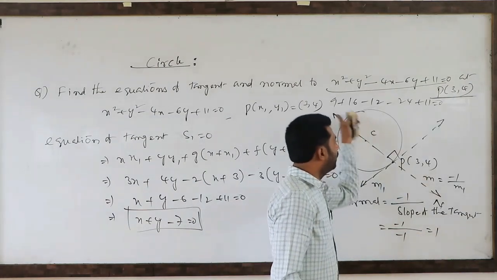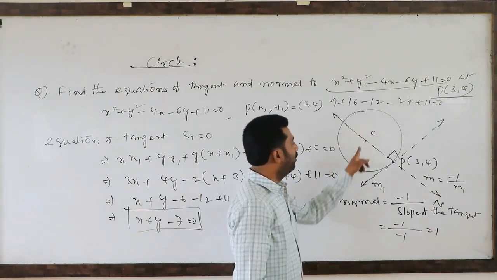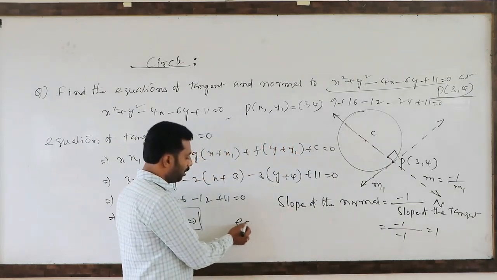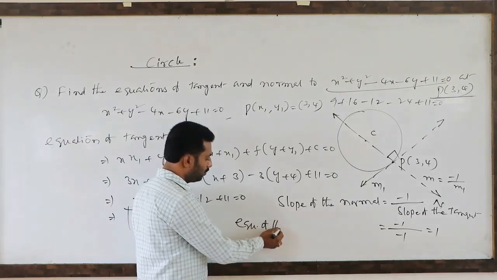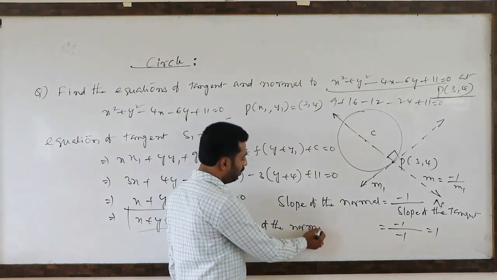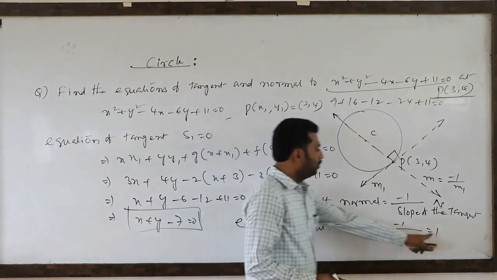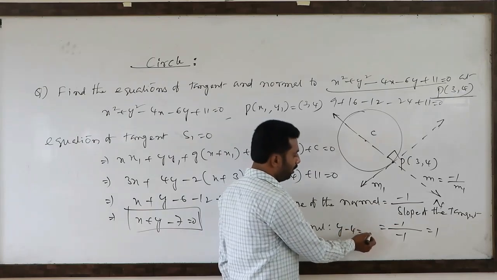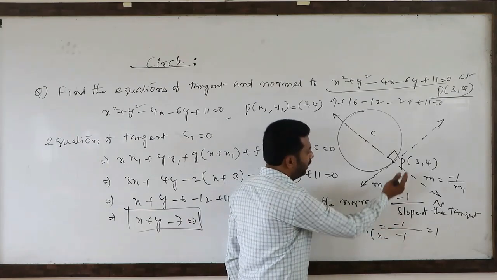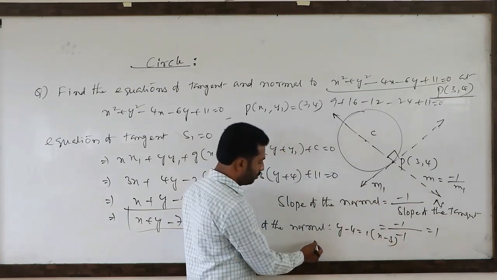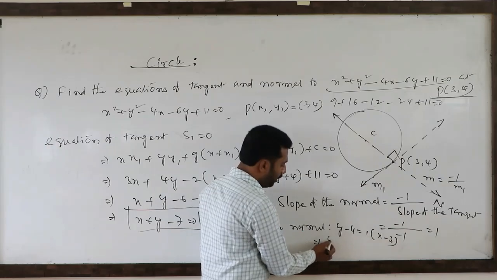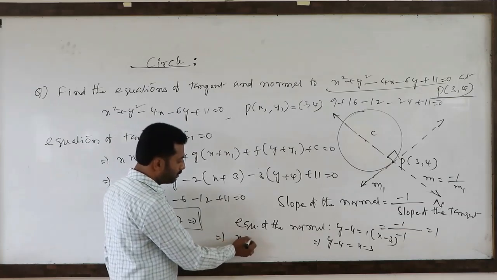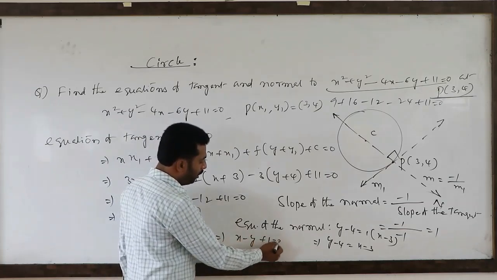This slope and this point give the line equation. Or if you know the center, the line joining the center and this point, you can calculate. So equation of the normal. This slope to this point, line equation. So what is the formula? Point slope. y minus y1 equal to 1 into x minus x1. x1 is nothing but 3. So from this, y minus 4 equal to x minus 3. So finally x minus y plus 1 equal to 0.